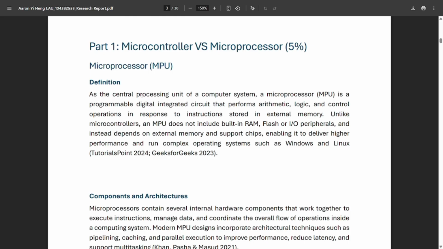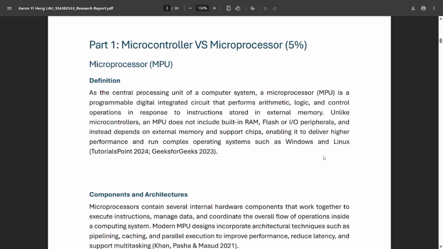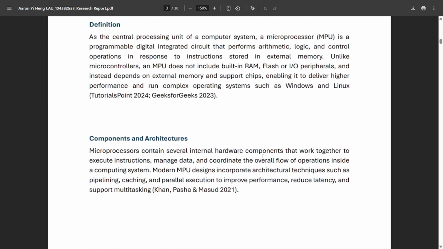A microprocessor, or MPU, acts as the main computing engine of a system. It is built to carry out operations such as arithmetic, logic, processing, and overall system control. One important point is that a microprocessor does not include built-in memory or input-output hardware. Instead, it relies on external RAM, storage, and support chips. This design allows it to achieve very high performance and makes it suitable for running full operating systems like Windows, Linux, or Mac OS. Next, the report explains how a microprocessor is built internally.